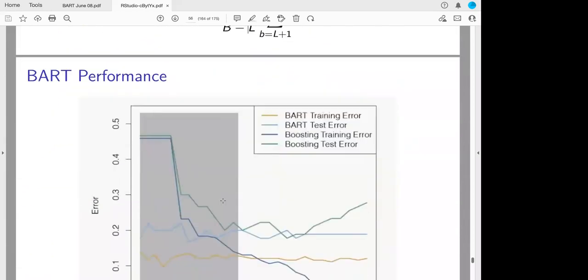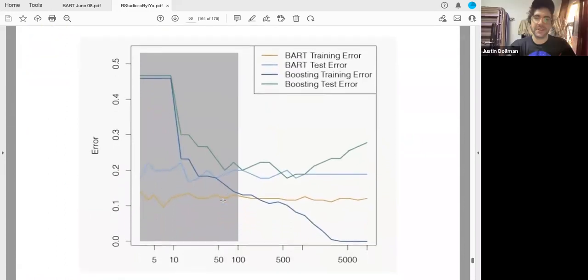And so that's part of, I'll get to that in a second. Here's BART performance. So the main thing to notice from this, let's see, what are the key lines? We have BART test error, this blue line. First, the gray box, why is that there? That's the burn-in period. So notice that during that burn-in period, BART is chugging away, reducing its error. Yeah, that's what it's doing.